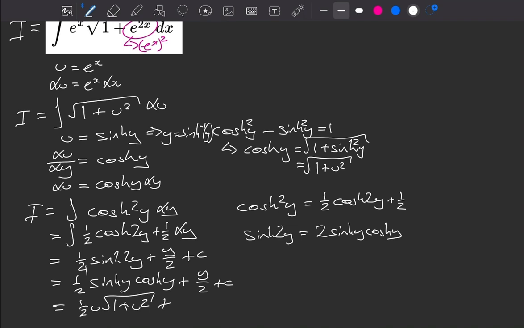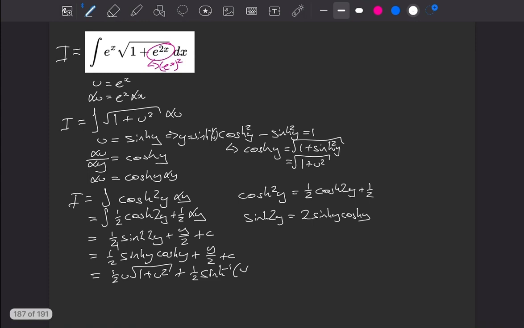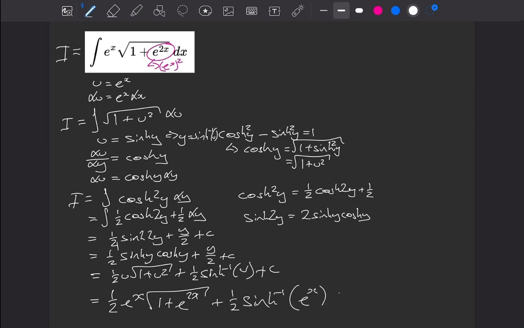And our y on 2 is going to be a half of inverse sinh, with u in there, sorry, not with y. Whereas up here I put a y as well, so we'll just change that to a u. That's a u, and still a plus c on the end. And now then, we'll replace the u. So we get a half e to the x multiplied by the square root of 1 plus e to the 2x, plus a half of inverse sinh of e to the x, still with a plus c on the end.